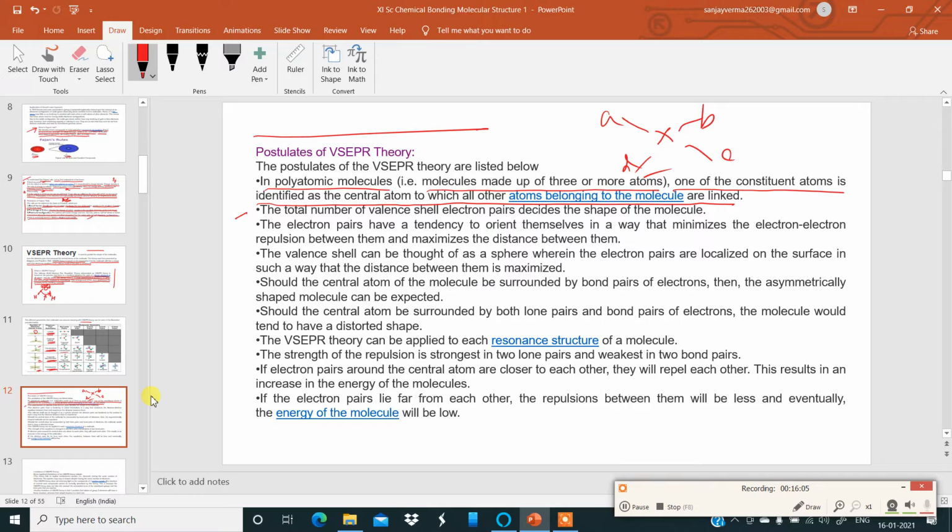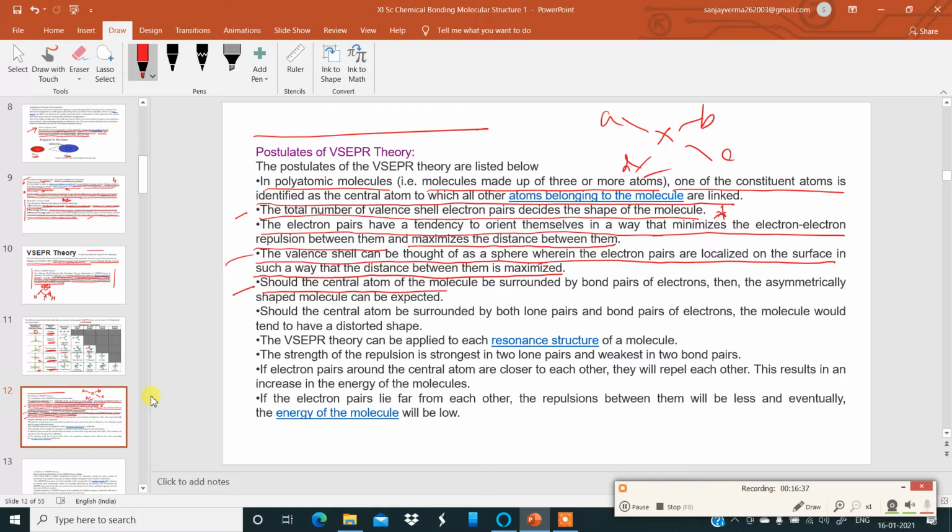Then, the total number of valence shell electron pairs decides the shape of the molecule. Very, very important point. The electron pairs have a tendency to orient themselves in a way that minimizes the electron-electron repulsion between them and maximizes the distance between them. The valence shell can be thought of as a sphere wherein the electron pairs are localized on the surface in such a way that the distance between them is maximized.